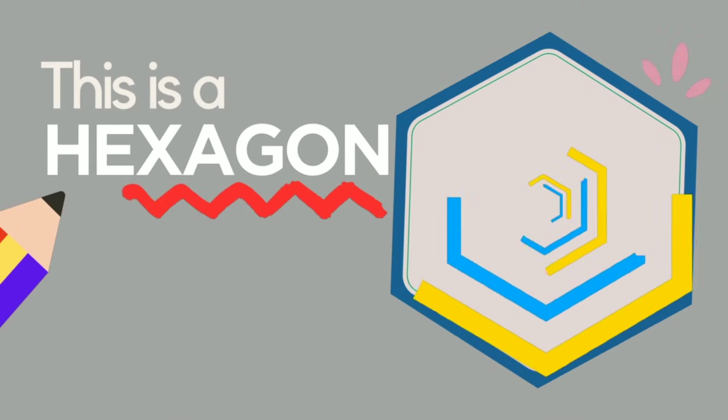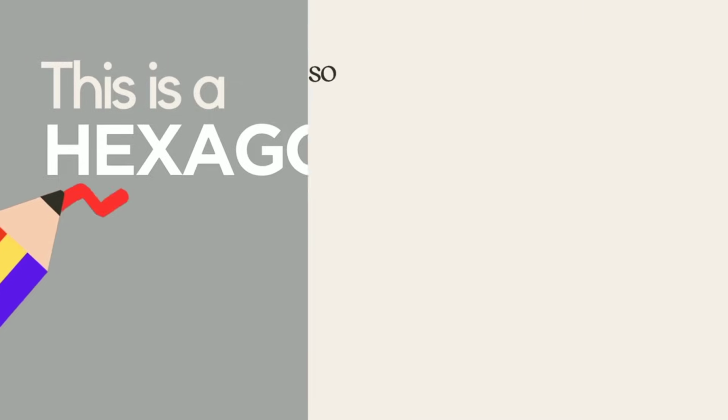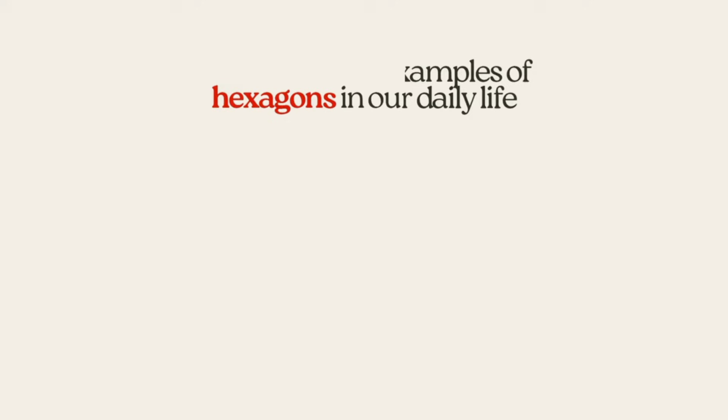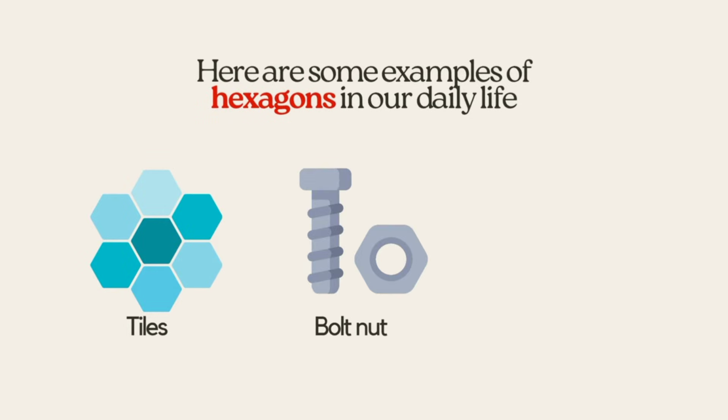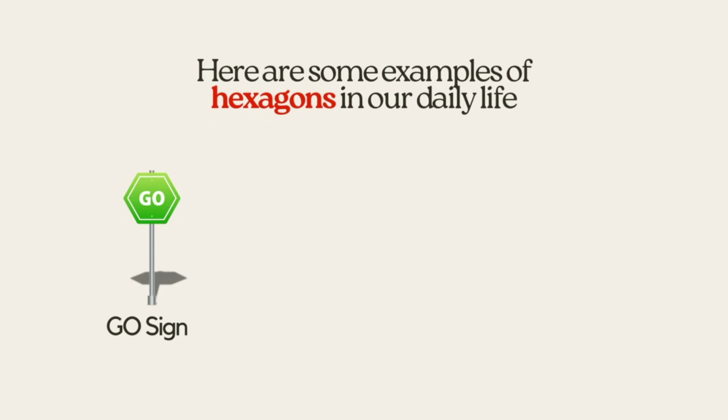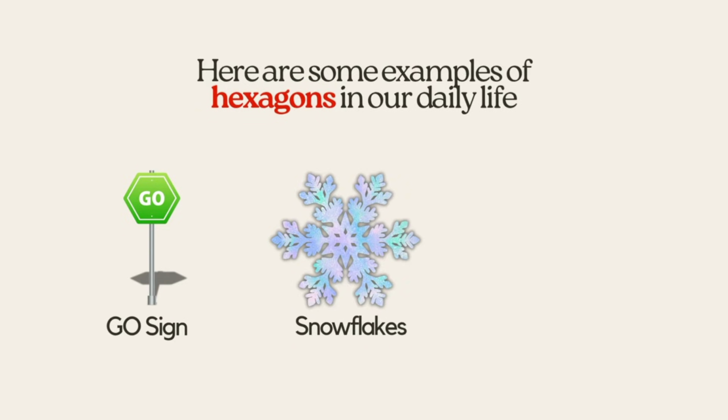A hexagon has 6 sides. Here are some examples of hexagons in our daily life. A tile. A bolt nut. A honeycomb. A go sign. A snowflake. A jar.